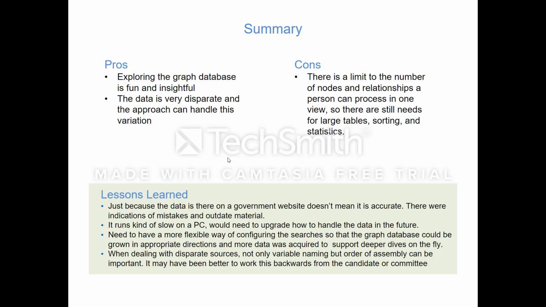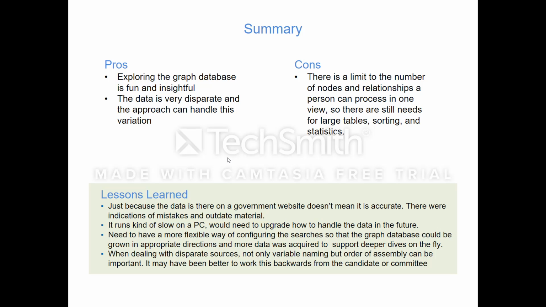So in summary, there's a lot of different things we could do there. Exploring the graph database is fun and insightful. It leads to a lot more questions. The data is very disparate out there in the world, and so this is an approach that can handle that variation. We can have different sets of attributes for different people. It doesn't require the rigidity of a SQL database.